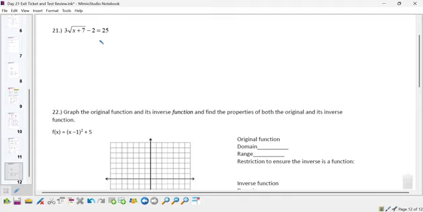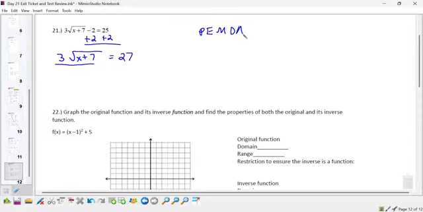So this is really a good PEMDAS example. Remember, last in PEMDAS is add or subtract, so I'm going to add the 2. That's going to give me 3 root x plus 7 equals 27. Then multiply or divide away. So like literally PEMDAS. We did this. Check.